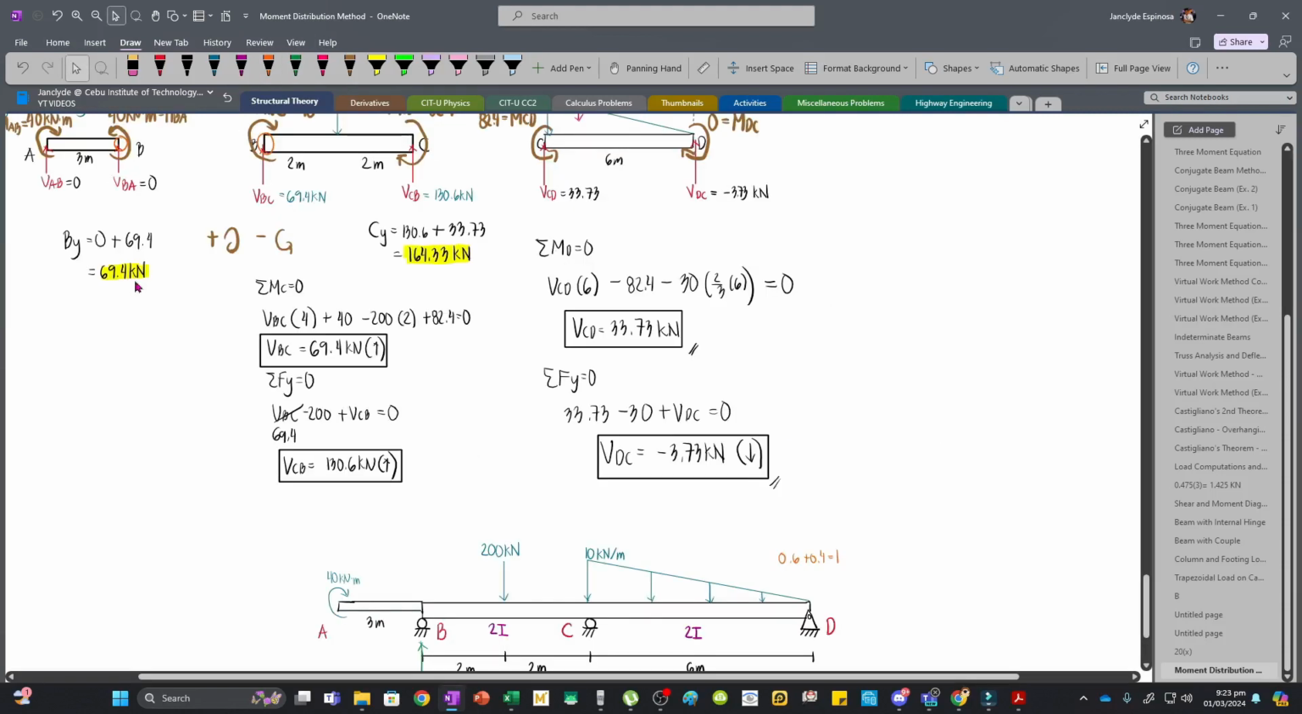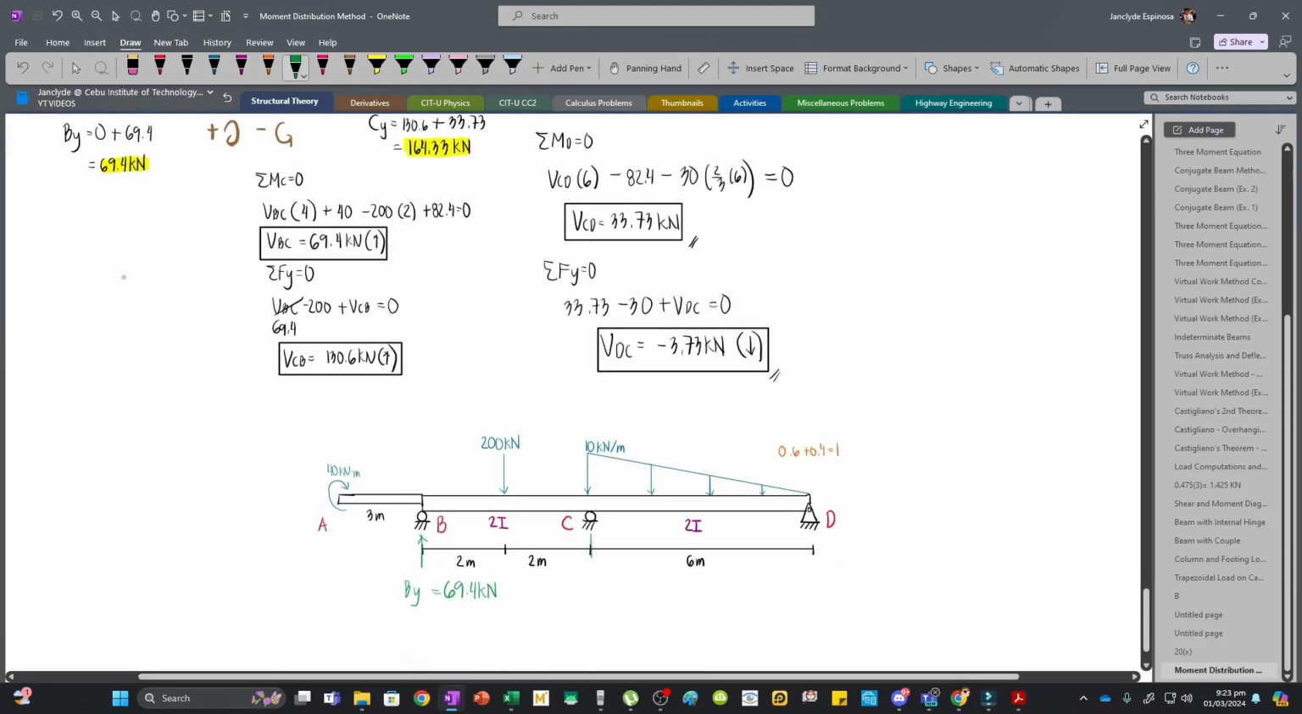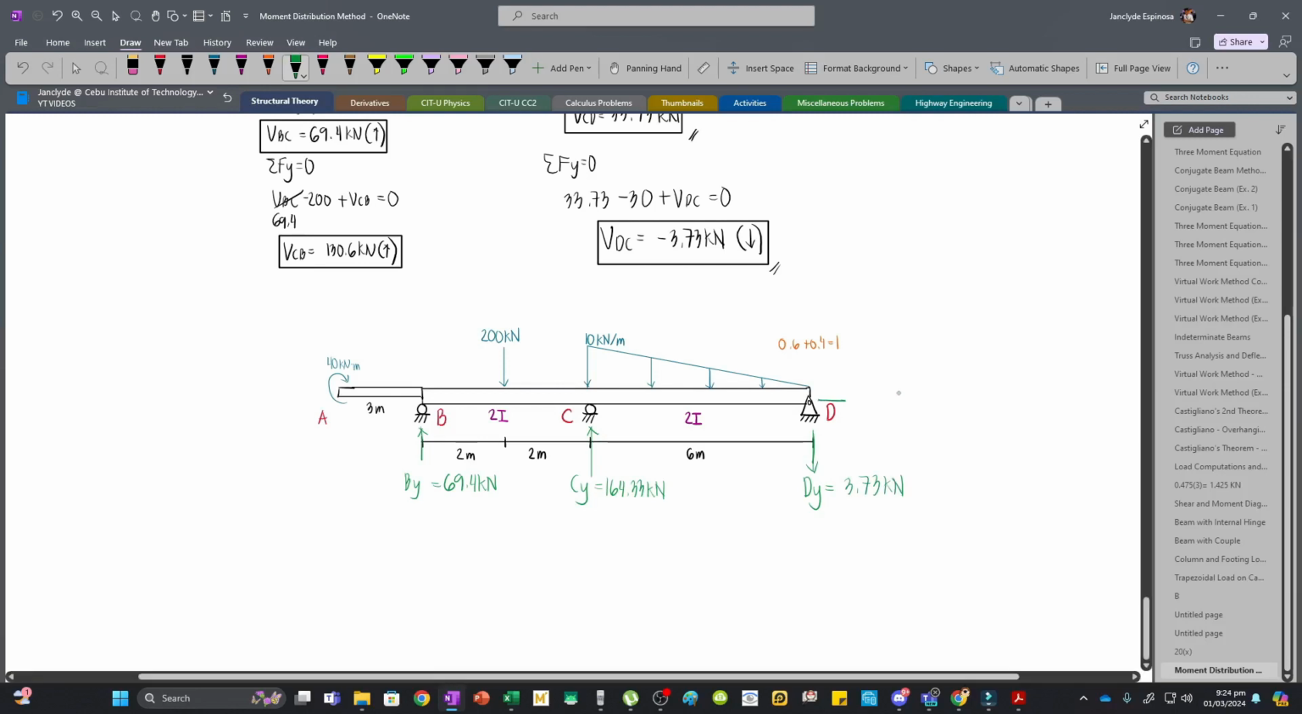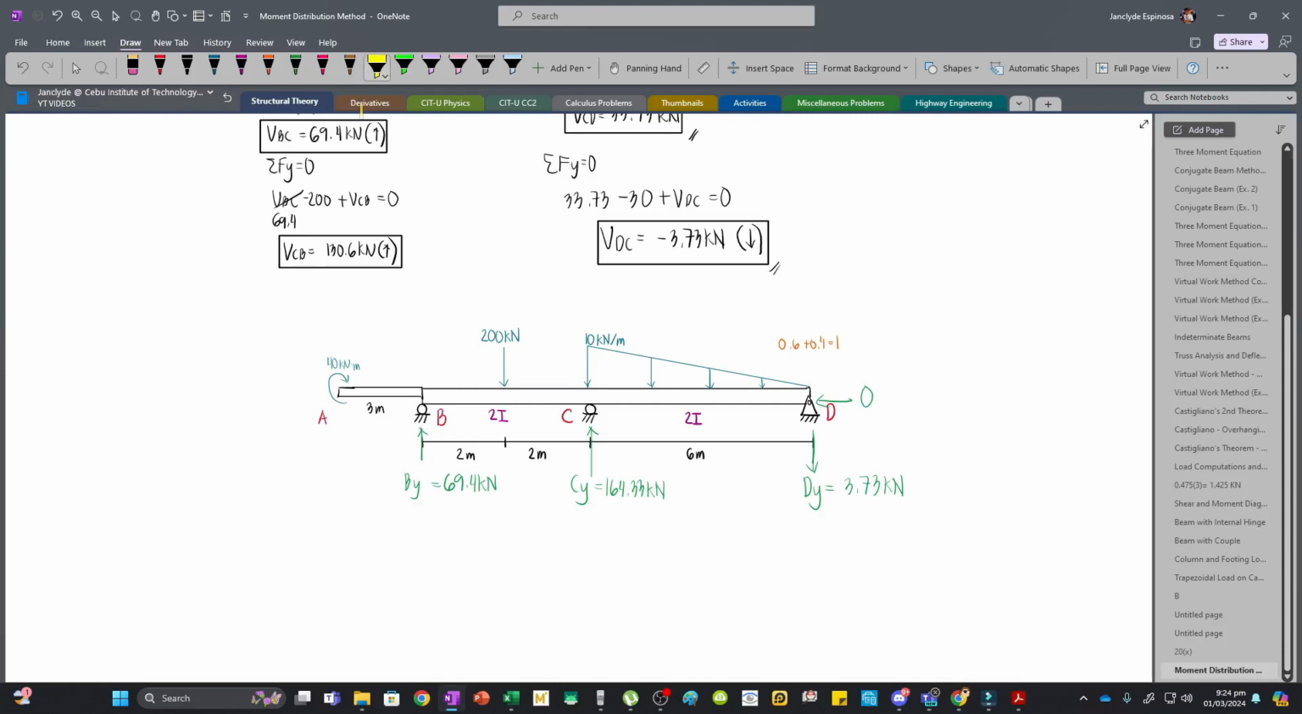At B, we have 69.4, and then at C, we have 164.33, and then lastly, dito sa D, we have dy, which is downward because this is negative. So dy is acting downward, and then we have 3.73 kN. And then our horizontal reaction for the hinge will just be 0 because we don't have any horizontal forces. And so ito na yung mga sagot natin.